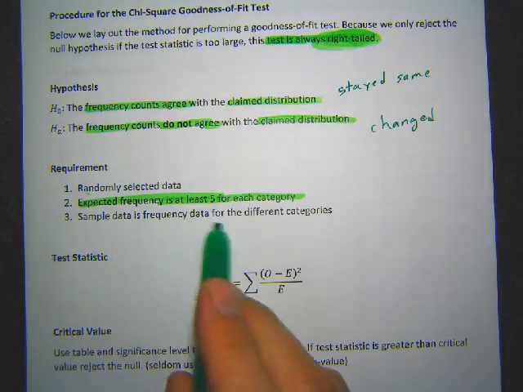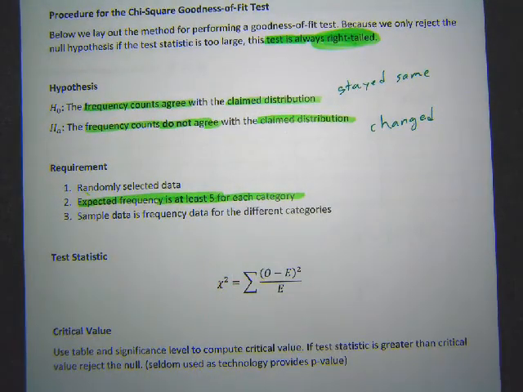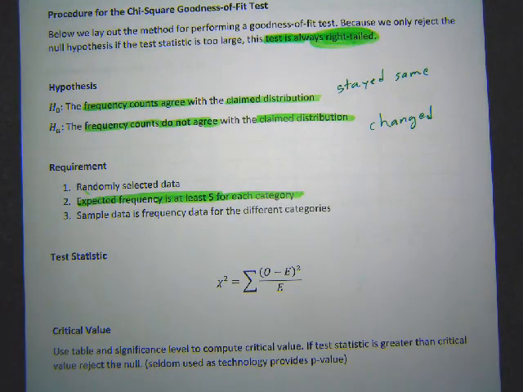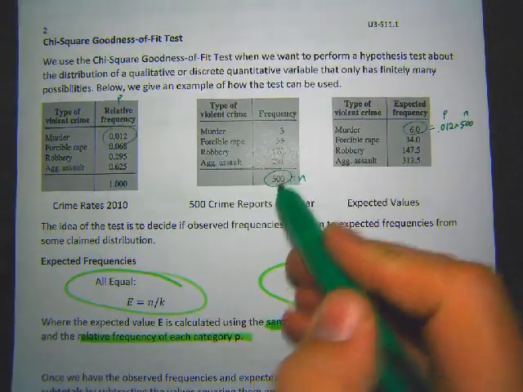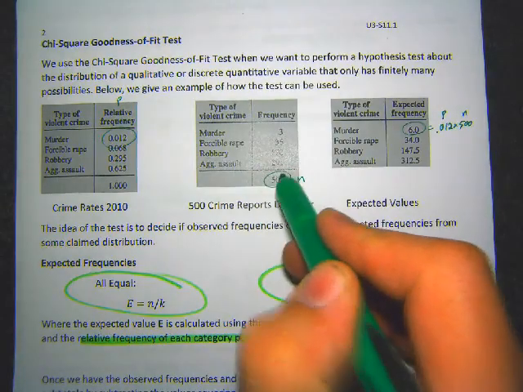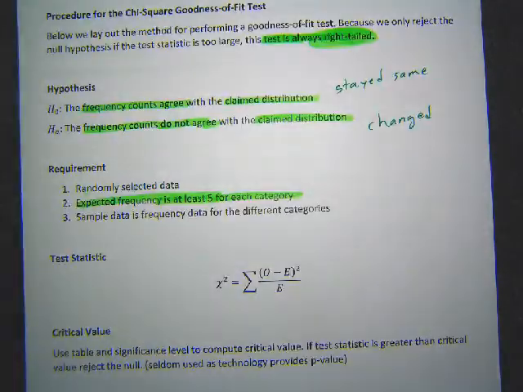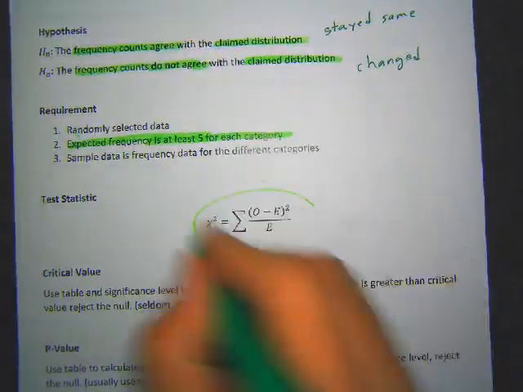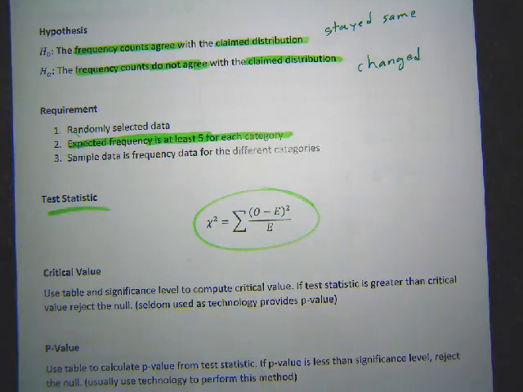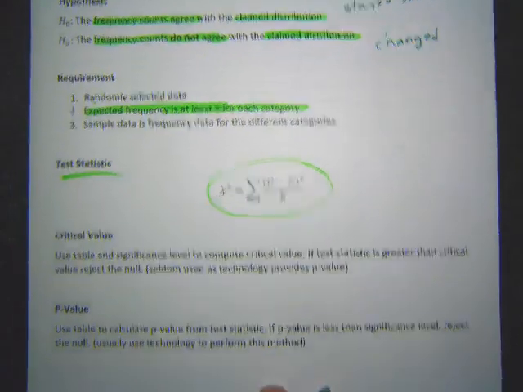Sample data is frequency data for different categories. So the sample data is going to be the actual counts for each category. That's what your sample data is here. Right here, you have the counts for each category. That's what you need when you do a chi-square goodness of fit test. This is our test statistic, the chi-squared value you use for your test.